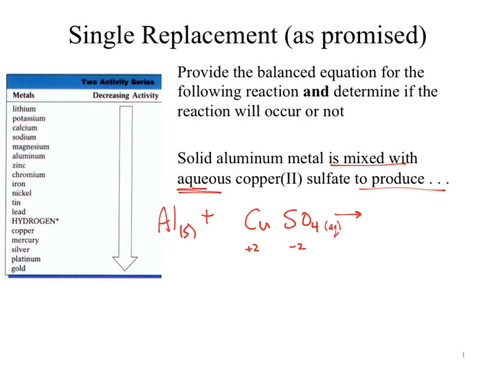What type of reaction are we doing? Single replacement. In the process of doing a single replacement, we need to shuffle our metal ions. Okay? So we're going to end up with, as a product, aluminum next to sulfate, and that will still be aqueous, plus copper, solid. Yes?